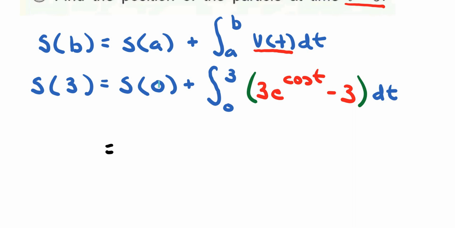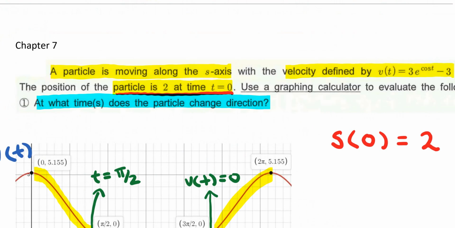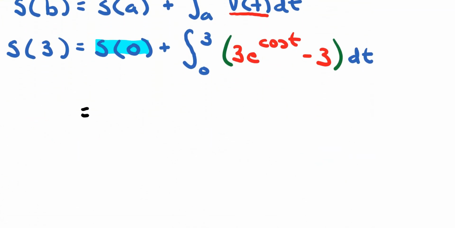This part right here, s(0), was given to us at the start of the problem, and I did highlight that at the very beginning here, so s(0) has a value of 2. All right, so it comes into play for question number 2 now. So s(0) equals 2, so this part has a value of positive 2.